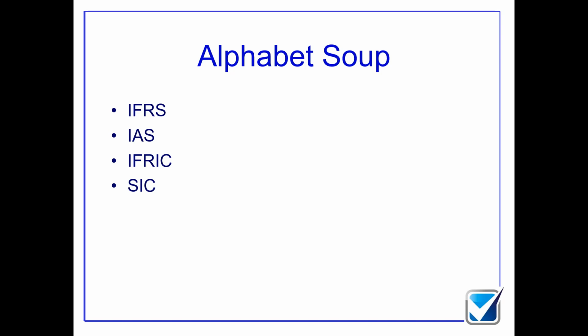SIC is the Standards Interpretation Committee. The Interpretations Committee here, the SIC, they used to interpret IASs, so same sort of idea. So SIC goes with IASs, IFRIC goes with IFRSs.